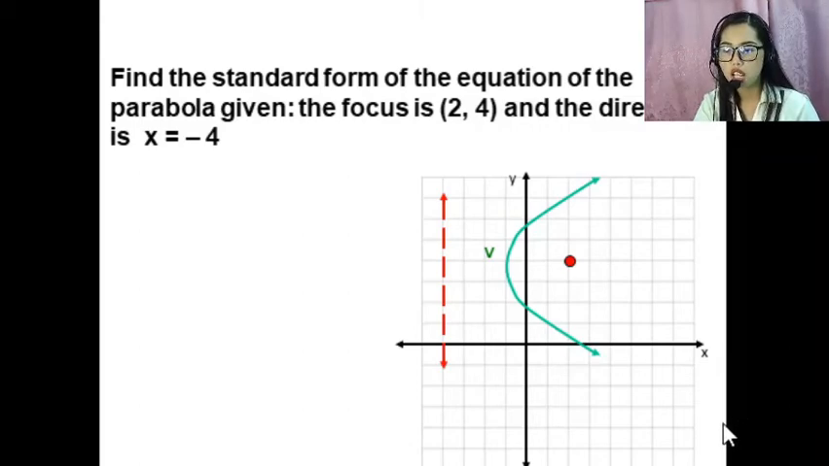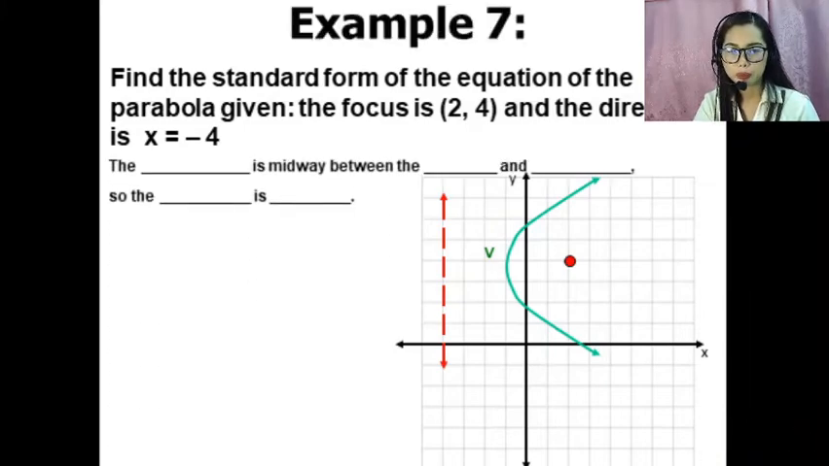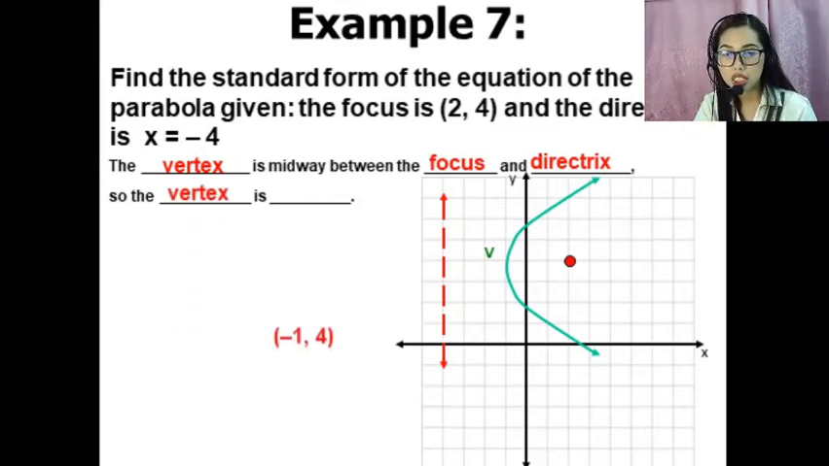So next example, find the standard form of the equation of the parabola given that the focus is at (2, 4) and the directrix is at x equals negative 4. So the vertex is midway between the focus and the directrix. Try to observe the given coordinates. You were given the focus and the directrix, which means the vertex is midway between them. So the vertex is at (negative 1, 4).